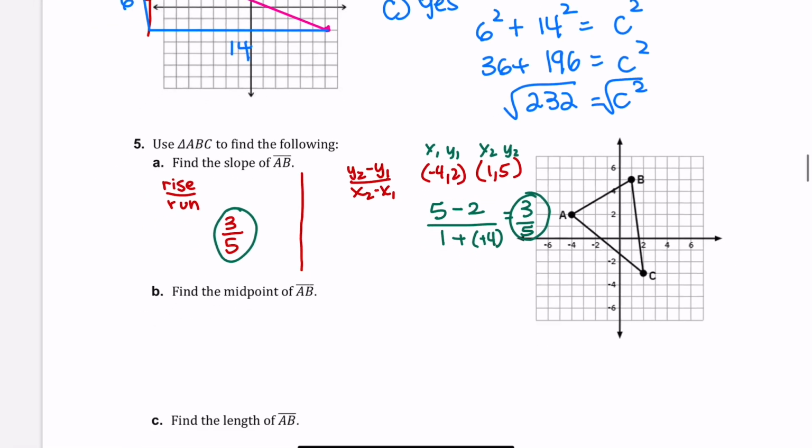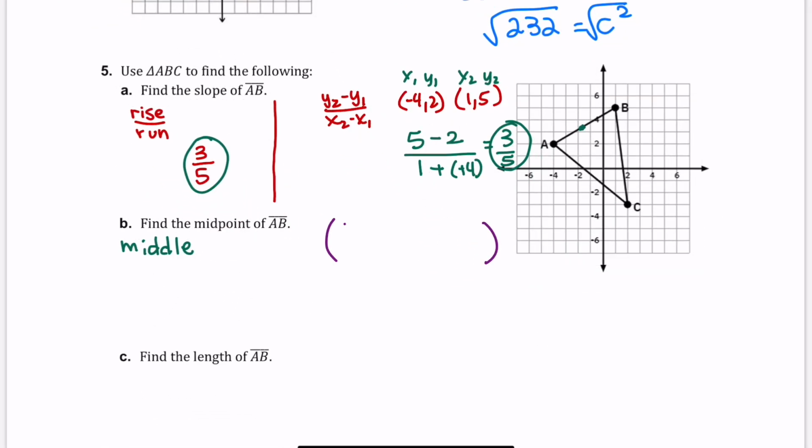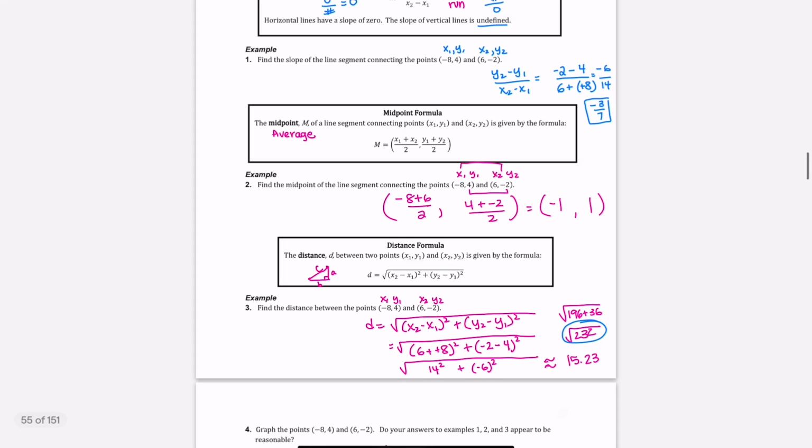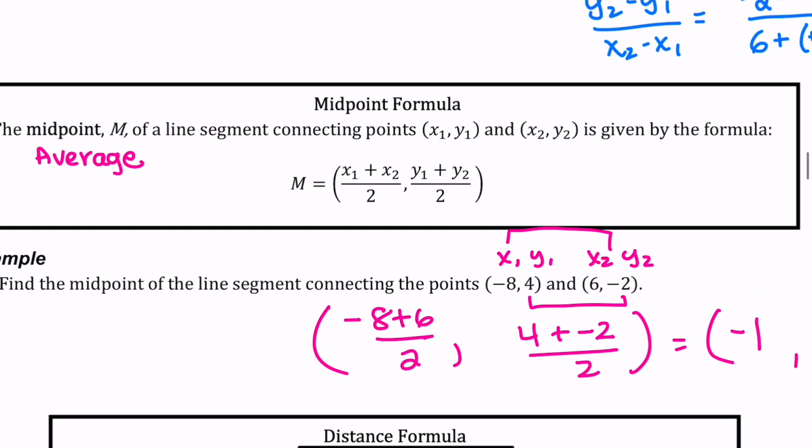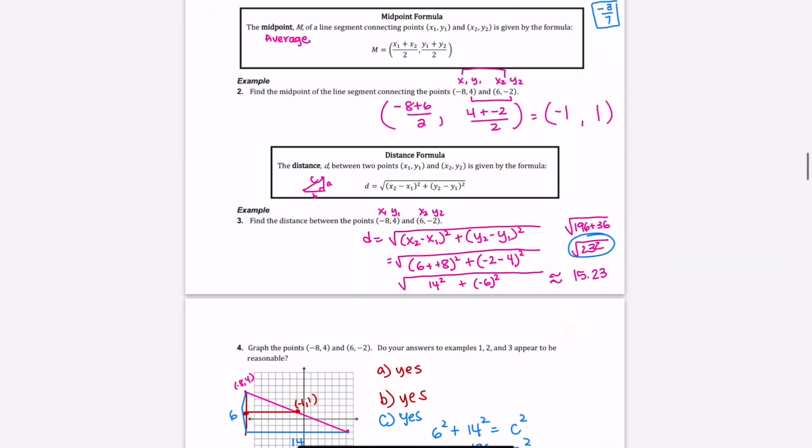The formula for midpoint is x1 plus x2 divided by 2. We're going to average the x's. Then we're going to have y1 plus y2 divided by 2. We're going to average the y's. And you can always look back on your notes right here, and it will say that formula.